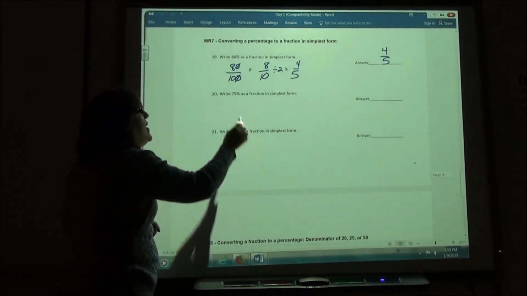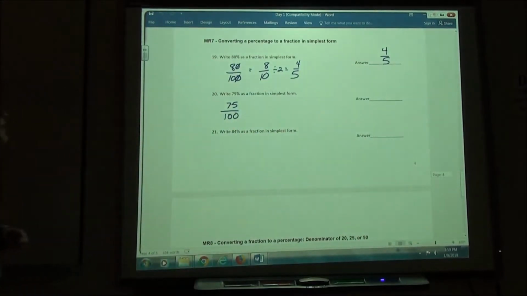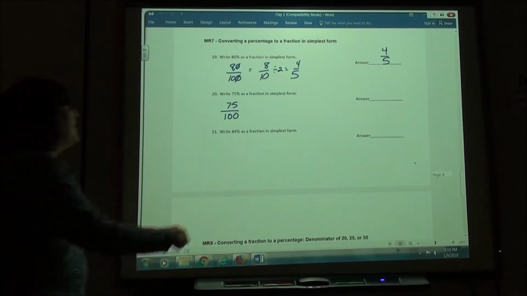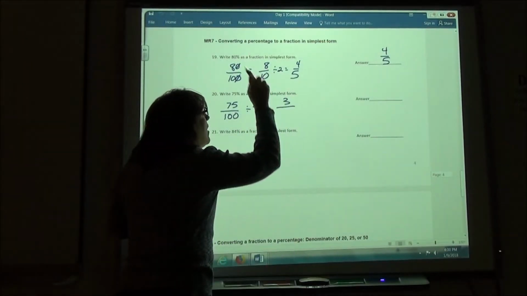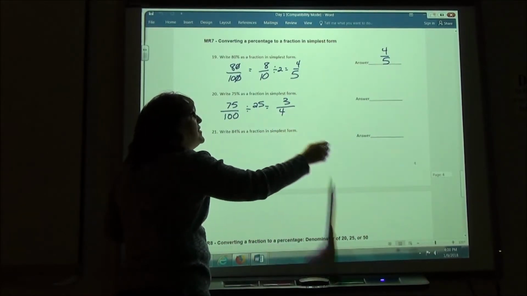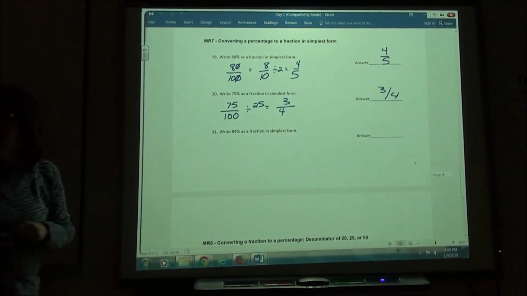75% as a fraction then. Again, we would start off with 75 out of 100, since percent means out of 100, and simplify that fraction. If we simplify that fraction, we can divide both the top and the bottom by 25, which would be the quickest way. 75 divided by 25 is 3. 100 divided by 25 is 4. So 3/4 is the same thing as 75%.